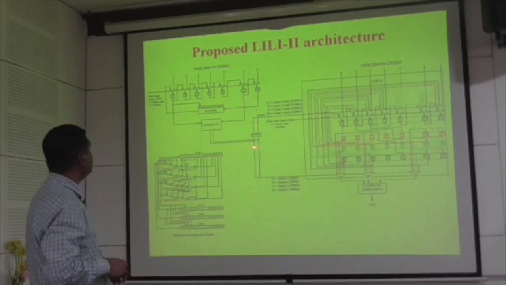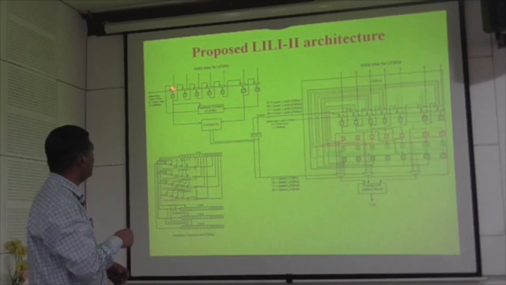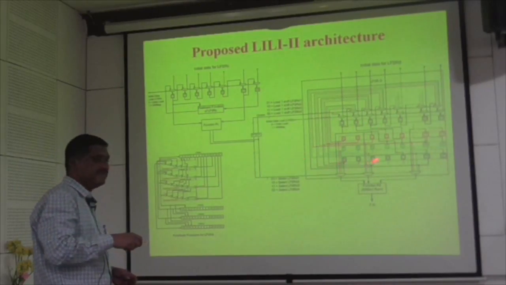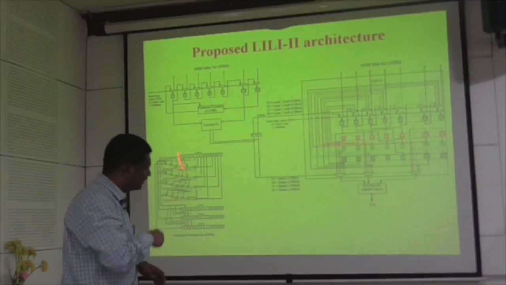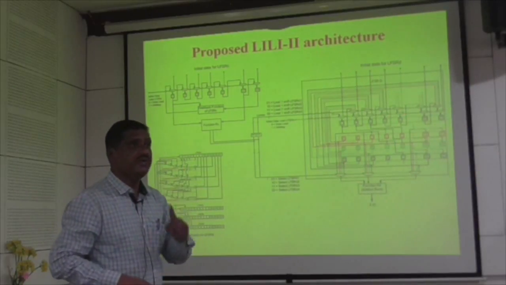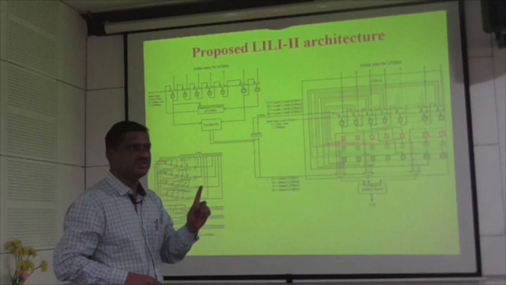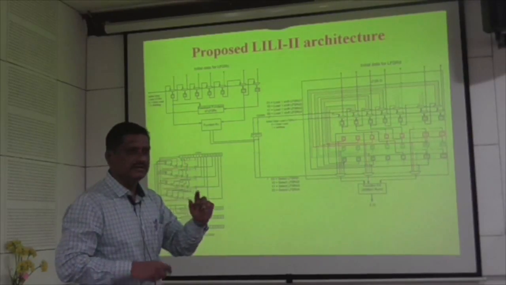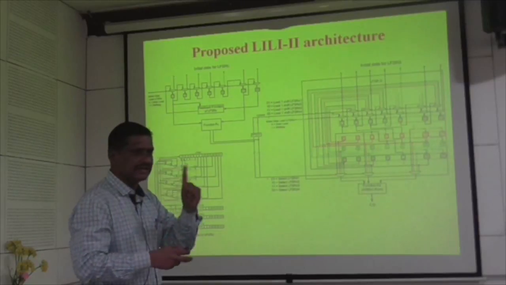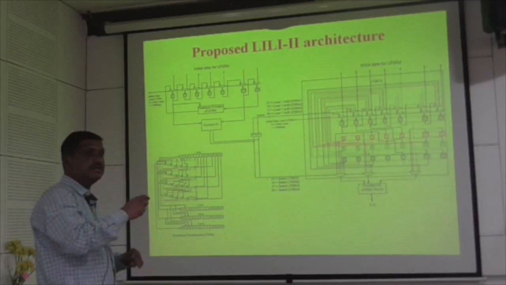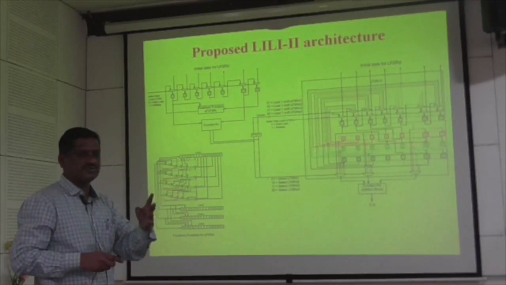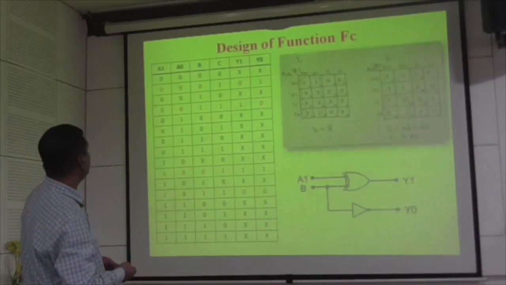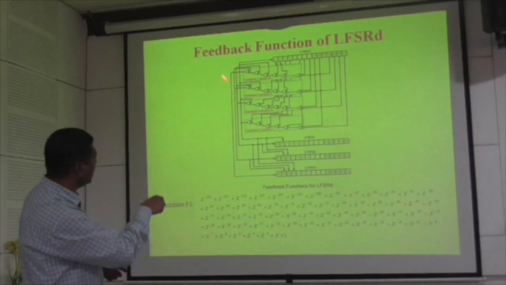That's why we have tried to use only a single clock for this design, because this is LFSR C and this is LFSR D. Our proposed architecture will be able to shift the content of the register by 4, 2, 3 or 1 bits in a single clock cycle. Previous architectures use 4 clock cycles for 4 shifts, 3 clock cycles for 3 shifts, and so on. For that purpose, we have used this kind of architecture.